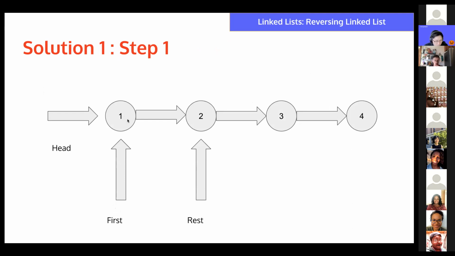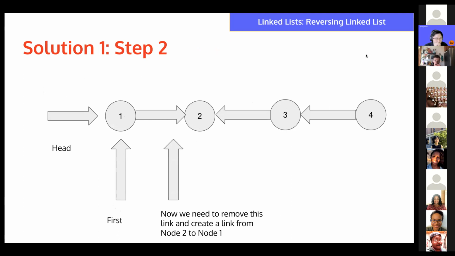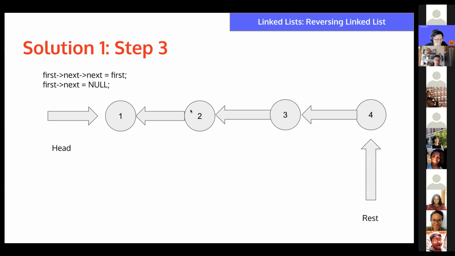So we have a pointer to the first node, and then we have a pointer to kind of the second and everything else. Then we're going to call the reverse function. And so now we have this list that's 4, 3, 2. And the last step is that we need to remove this link and create a link from node 2 to 1. So that ends up looking like this.